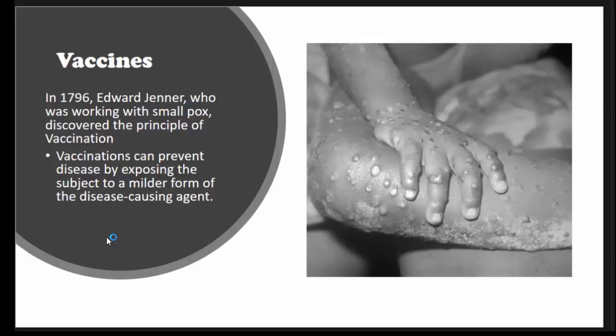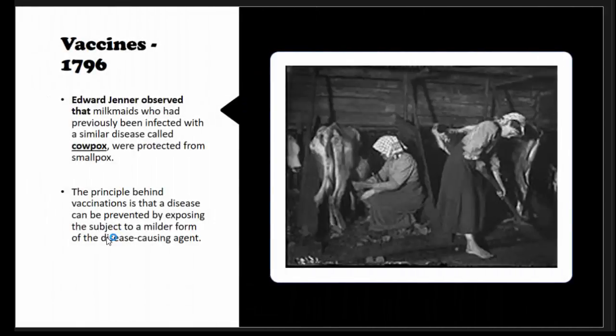Vaccines. In 1796, Edward Jenner, who was working with smallpox, discovered the principle of vaccination. Vaccinations can prevent disease by exposing the subject to a milder form of the disease-causing agent. Edward Jenner observed that milkmaids who had previously been infected with a similar disease called cowpox were protected from smallpox.